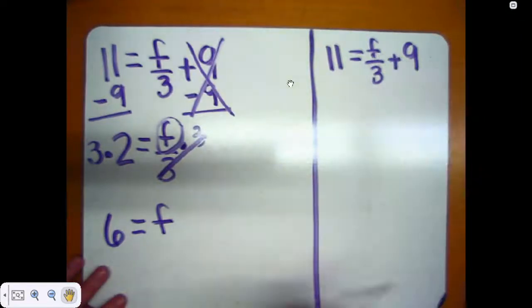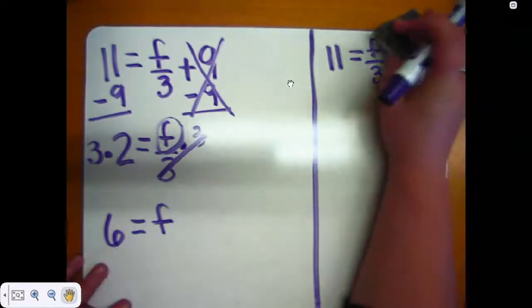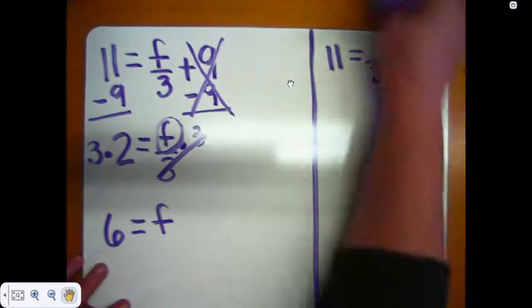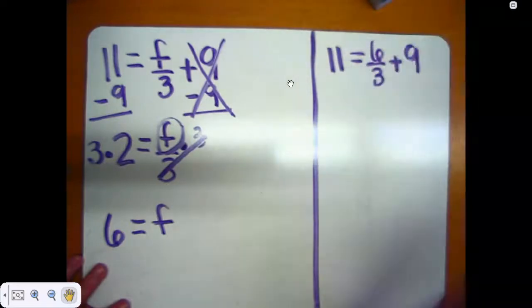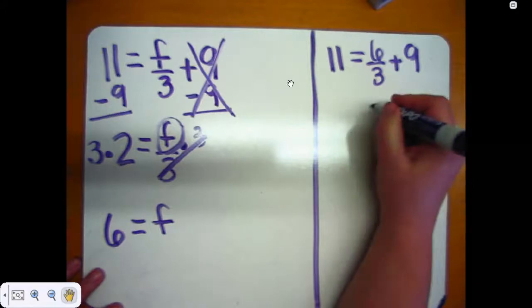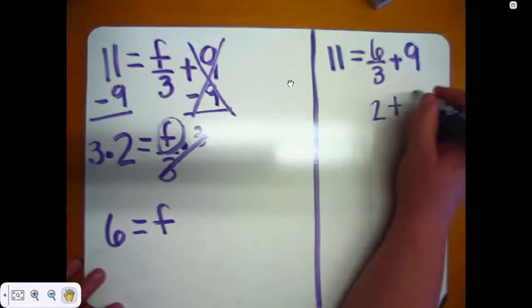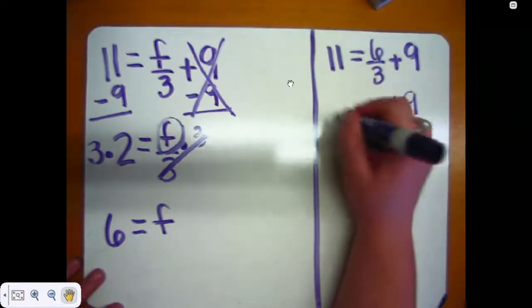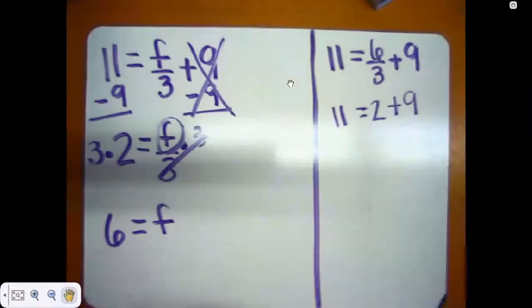So let's put it in over here and see if it works. So I'm going to replace that f with the 6. So now it says 6 divided by 3, which is 2, and 2 plus 9 is equal to 11. So I know that my answer is 6.